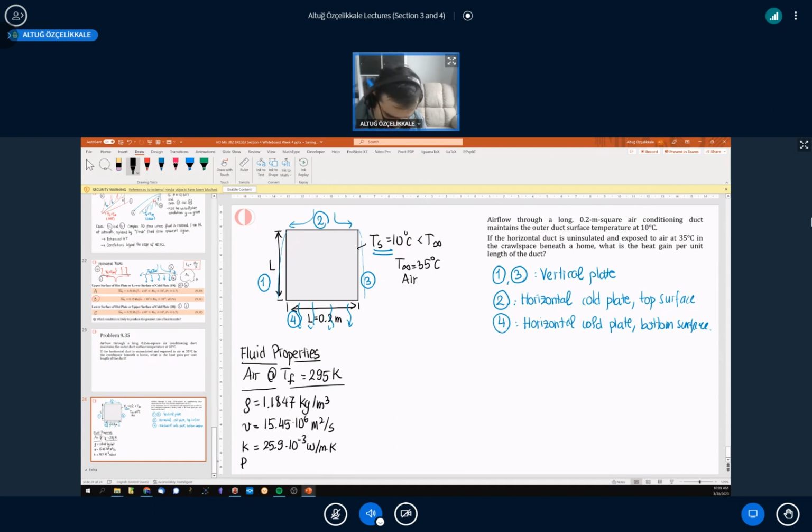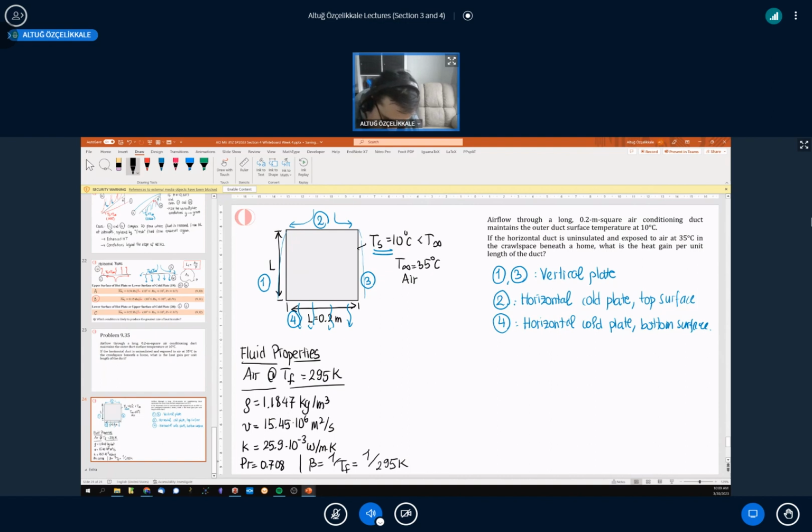And the Prandtl number is 0.708. We have one more property. Remember, thermal expansion coefficient 1 over T infinity. That's going to give us 1 over 295 Kelvin. And we can write it like that in our formulations. We don't need to write it in decimal notation.